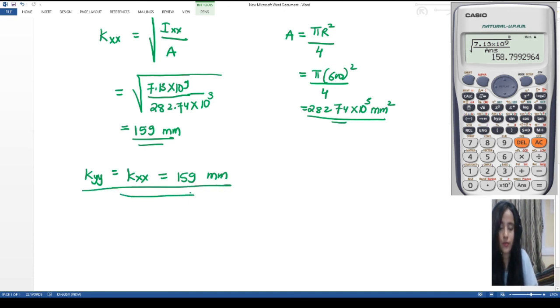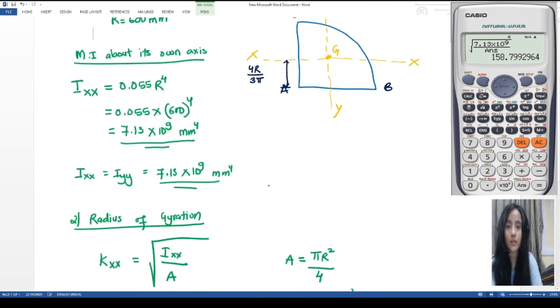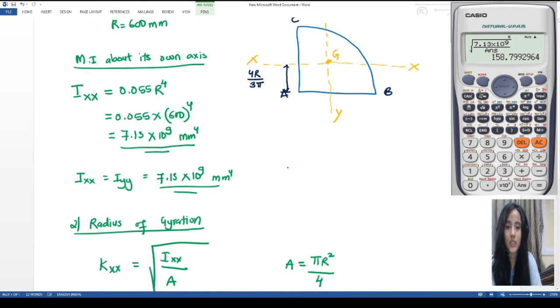So this is it for today's session. I hope all the numericals, all the 5 numericals are clear to you, and let us meet in the next session.